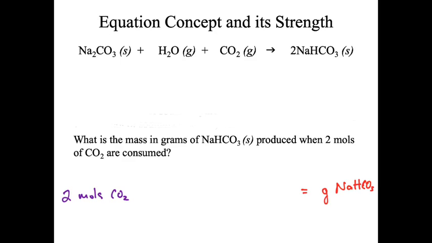Yes? Okay. What was the substance that we wanted? Sodium hydrogen carbonate. What was the substance we were given? Carbon dioxide. So we also have to do that. Okay. So we minimally have 2 conversions that we have to go through and do.